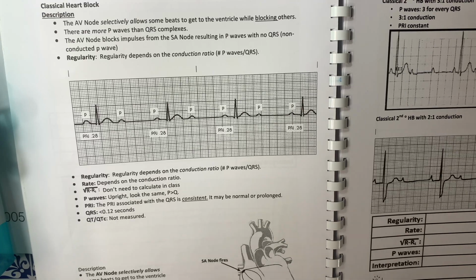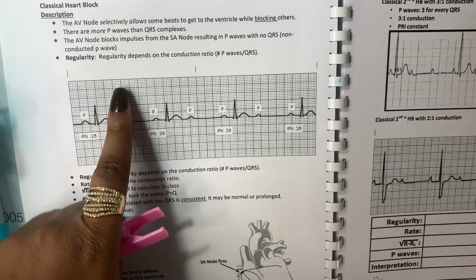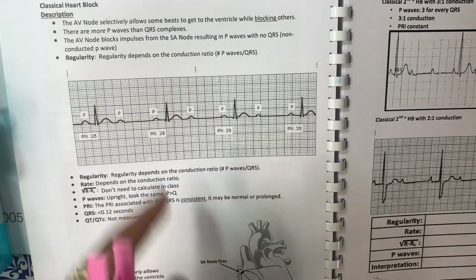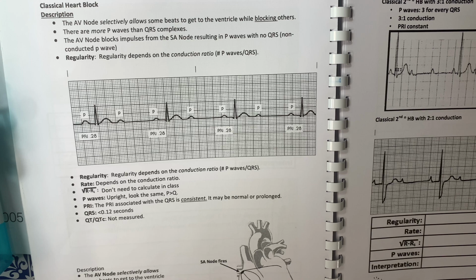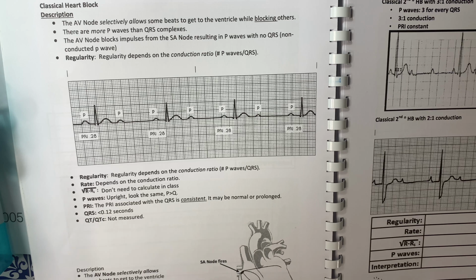All right, so identifying classical heart block or Mobitz II, whichever you want to call it. The P waves will definitely be upright. The QRS will be consistent, and the QRS should definitely have a 0.12 seconds and below measurement. I'm not saying that it couldn't have a wide QRS, but most of the time it does not. If you look here, it says regularity depends on the conduction ratio. A lot of times when I have seen second degree heart block classical on the monitor, it has been regular. I've actually never seen it irregular, but obviously it can be.